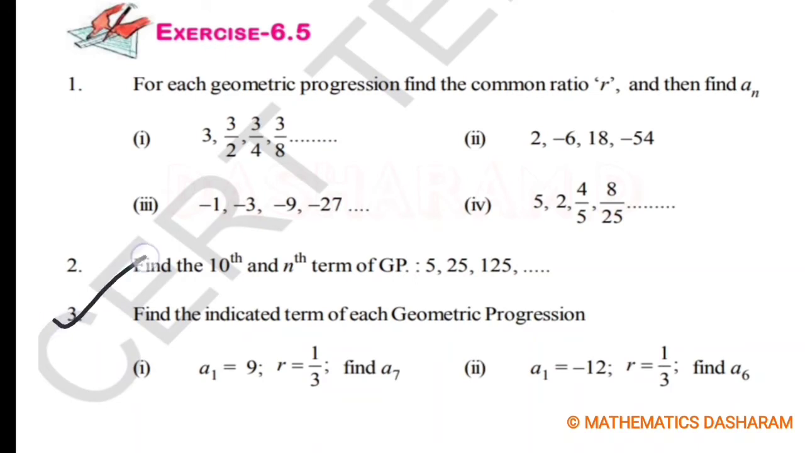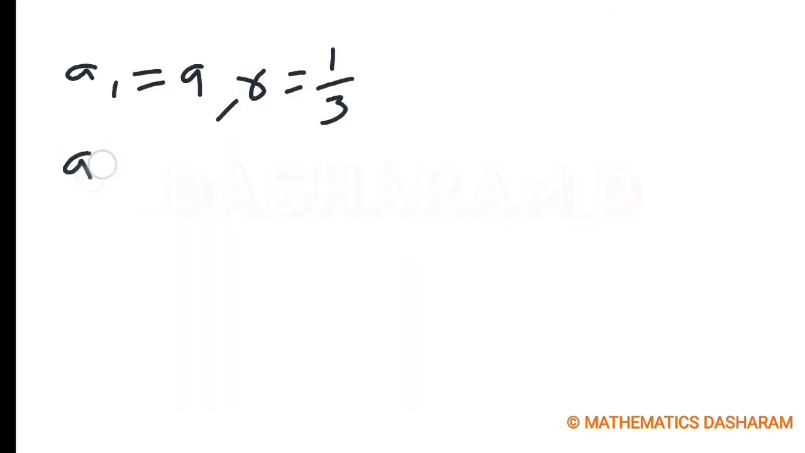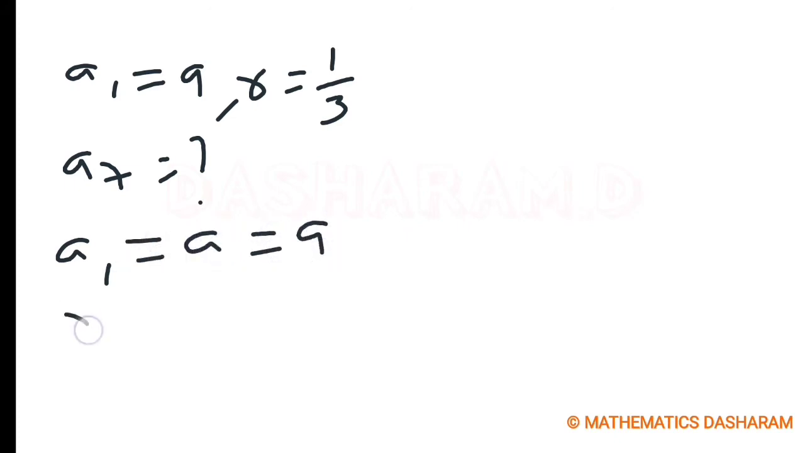Next, the third bit: find the indicated term of each geometric progression. Here a1 equals 9, r equals 1 by 3, and the indicated term is a7. So indirectly, we find the 7th term of the geometric progression. What is a7? To find the 7th term, we need the a value and the r value. Here a1 means the first term, which is denoted with a, so it equals 9, and the r value is already given, that is 1 by 3.